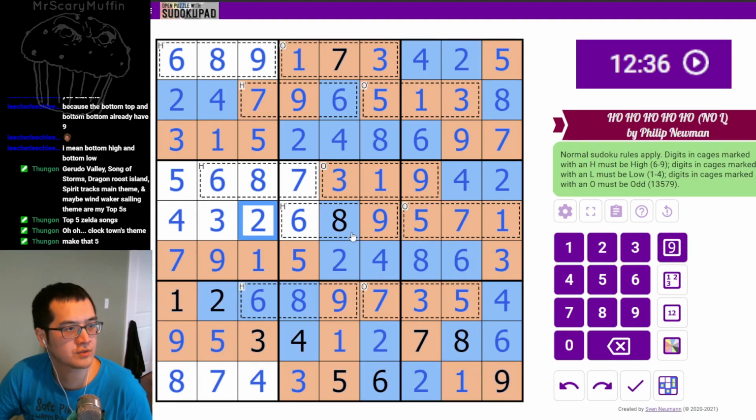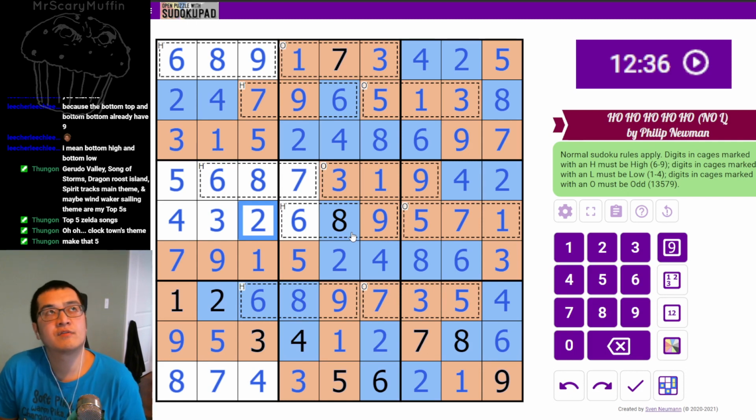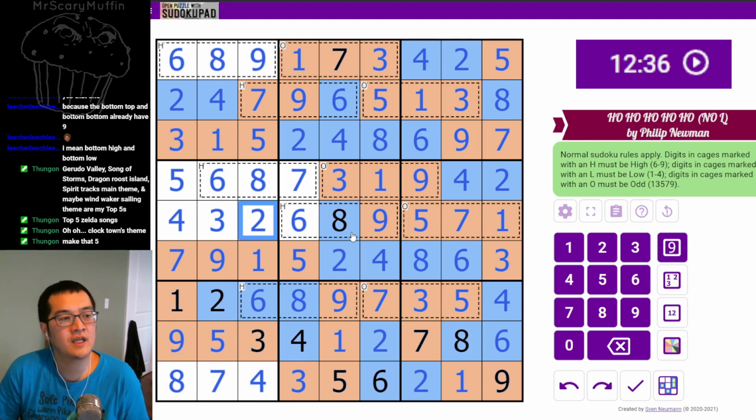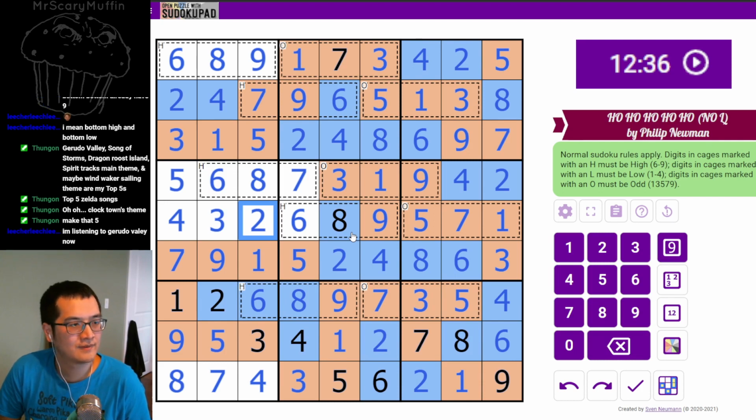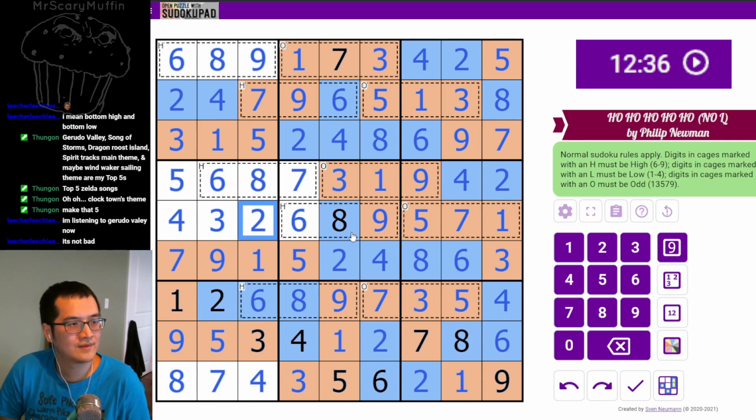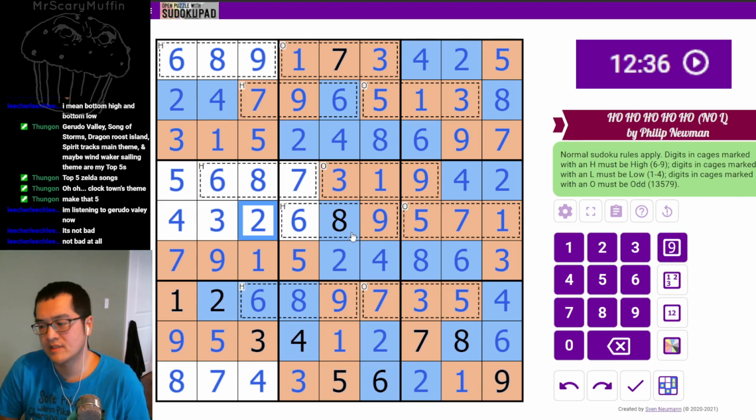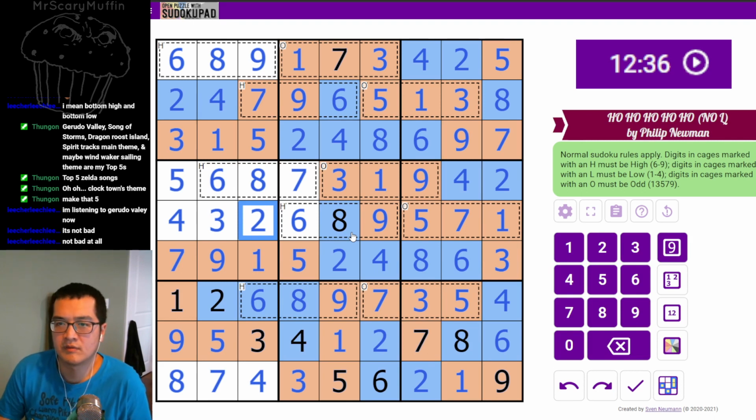Gerudo Valley, Song of Storms, Dragon Roost Island, Spirit Tracks main theme. Gerudo Valley for sure. Windfish theme, I think, from Link's Awakening. I like that one a lot. The shop song, it's super catchy from Ocarina. Yeah, Gerudo Valley is definitely one of my favorites. I think those ones are probably my top 3. I don't know if I can go further.